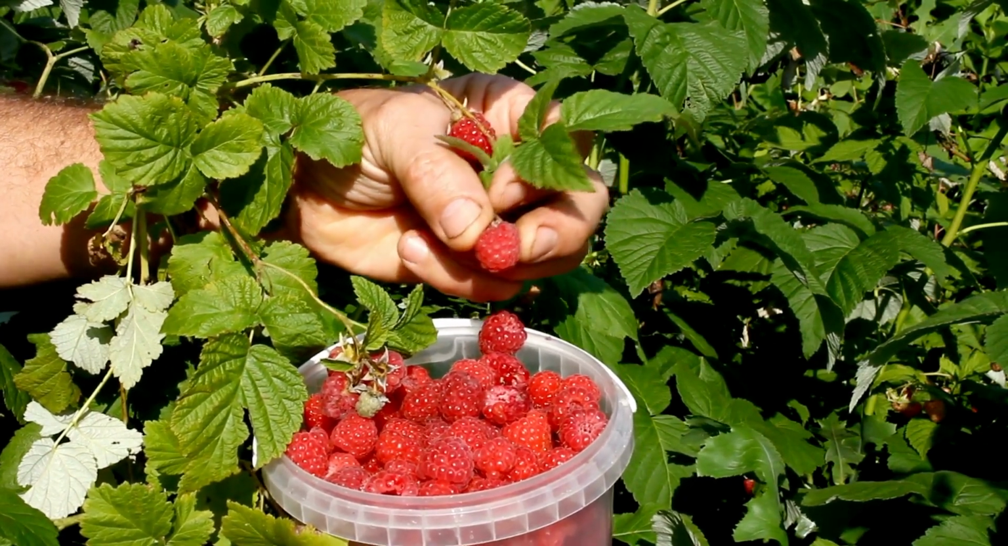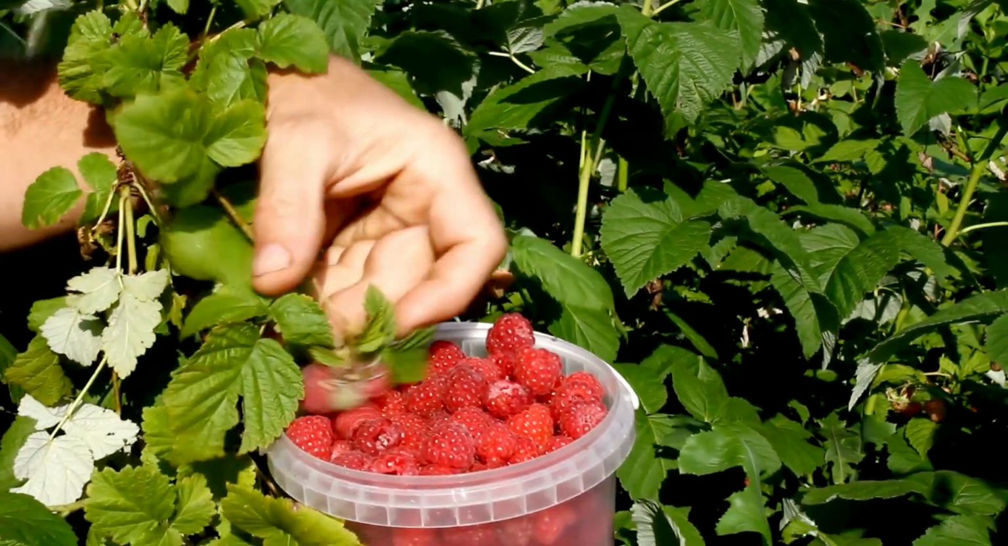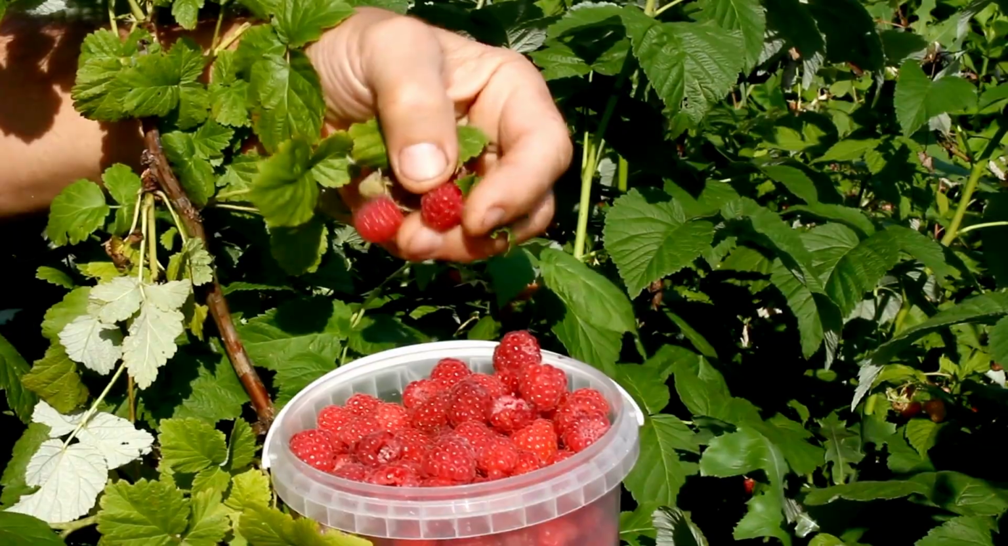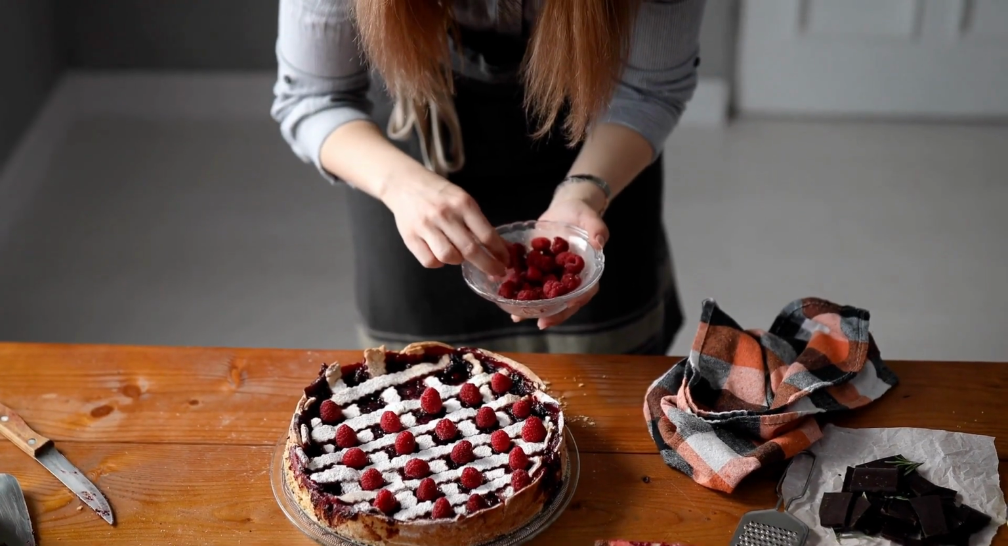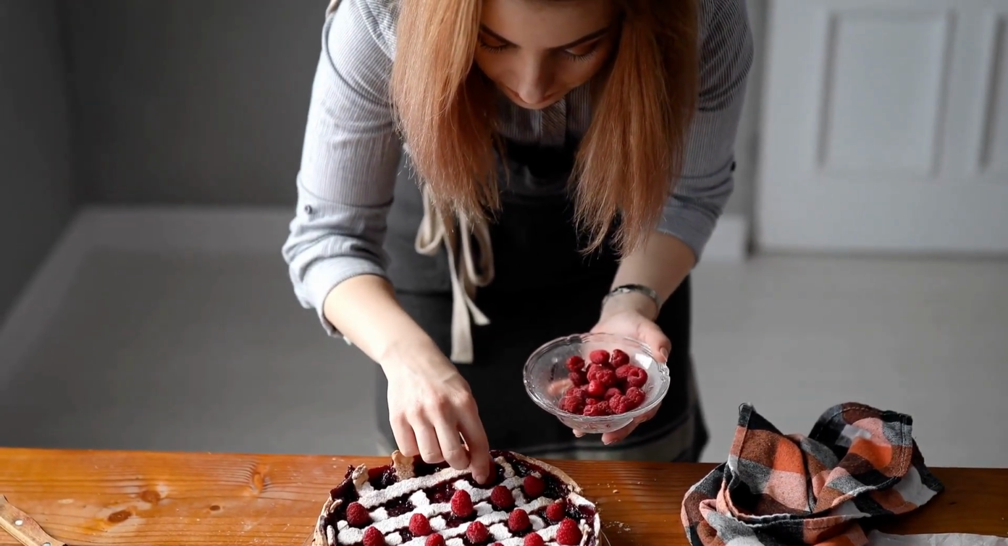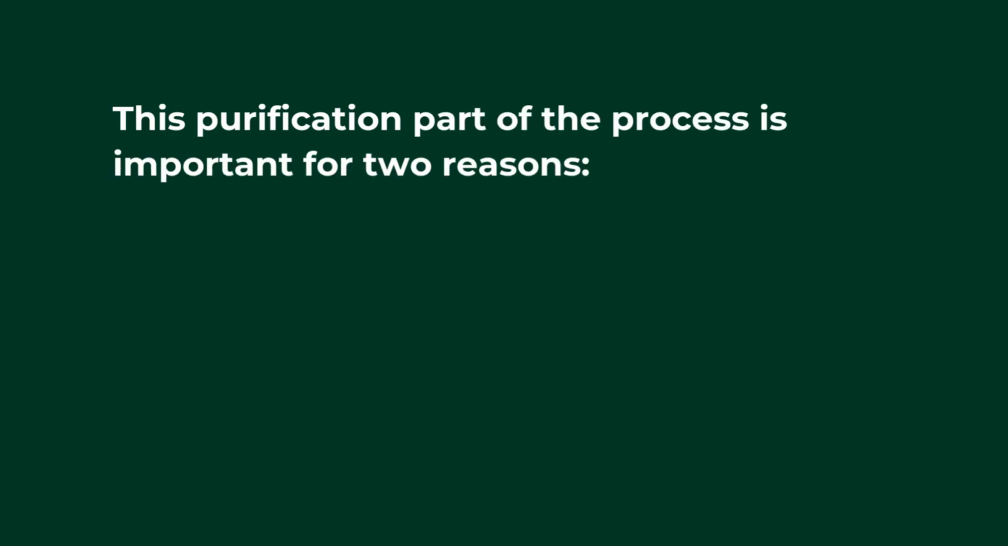If you've ever picked raspberries for a pie, you can think of this part of the process as similar. While you're picking, you might get some of the plant, stems, leaves, and even branches, in your bucket, but to use the berries, you remove all of those things so your pie contains only the raspberries. This purification part of the process is important for two reasons.